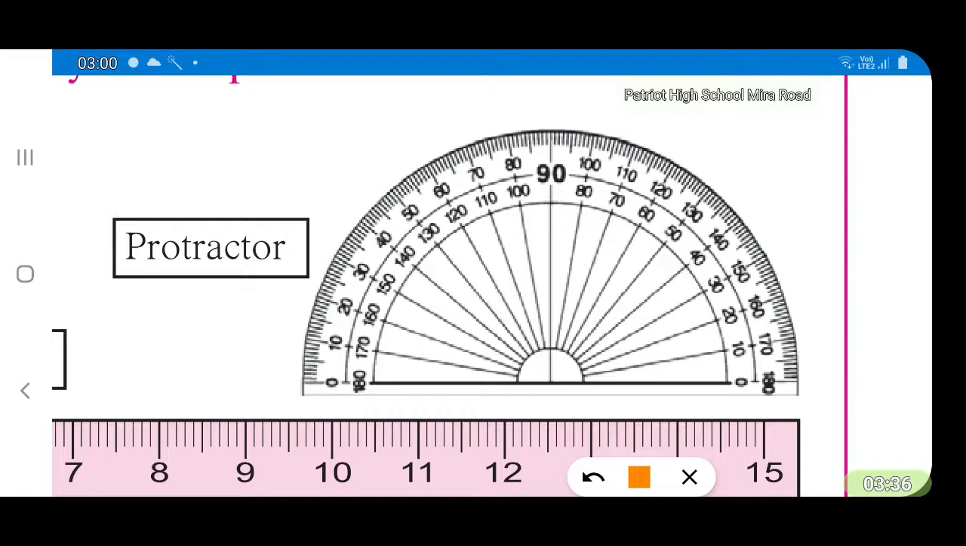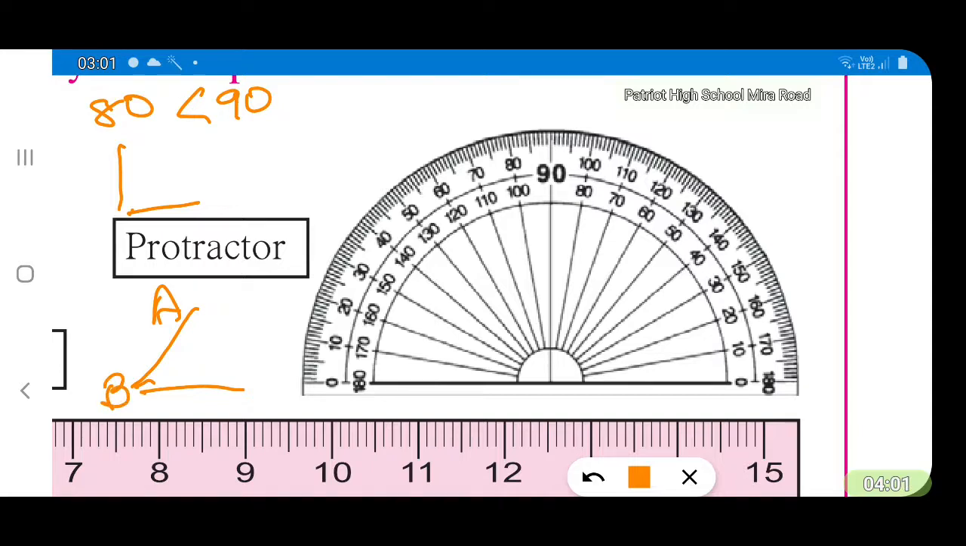Next is 80 degrees. The third angle is 80 degrees. 80 degrees is less than 90 degrees, so it is an acute angle. A right angle will be something like this, and less than 90 degrees will be an acute angle. So it is somewhat like this.